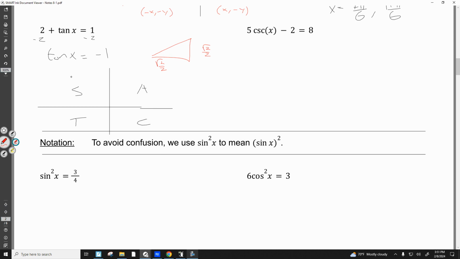Okay. Pi over 4s in the second and the fourth quadrants. Tangent's positive in the first and the third. It's negative in the second and the fourth. The pi over 4s are 3 pi over 4 and 7 pi over 4. Cool. One more.